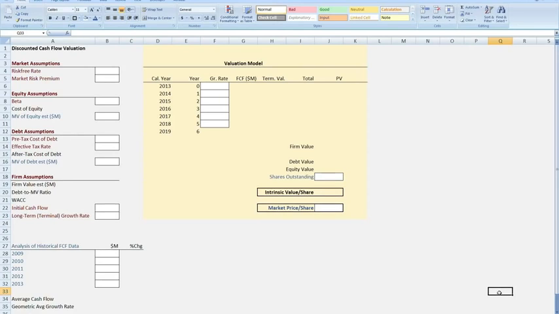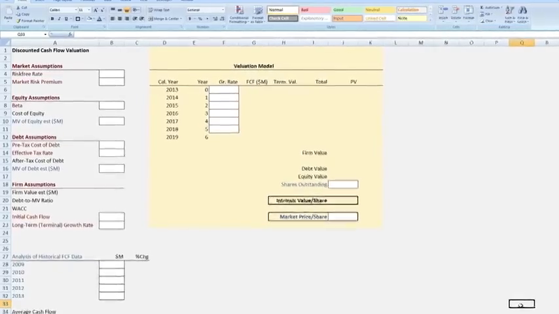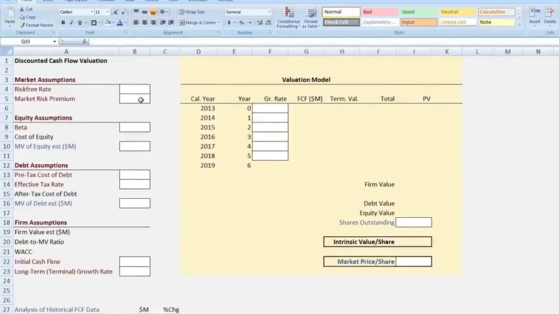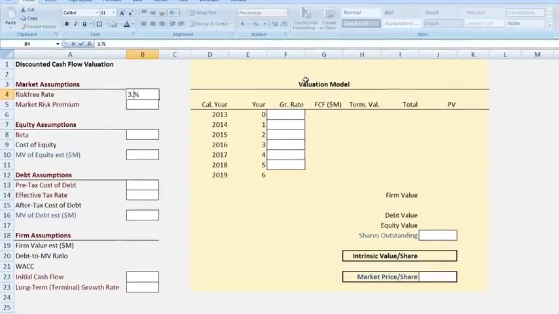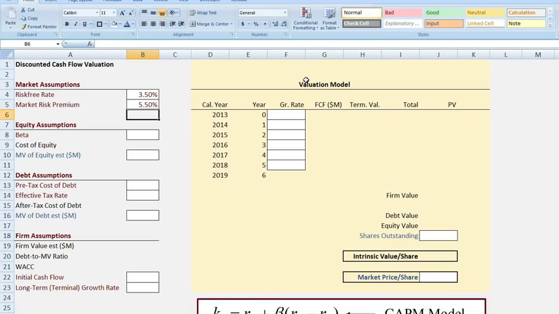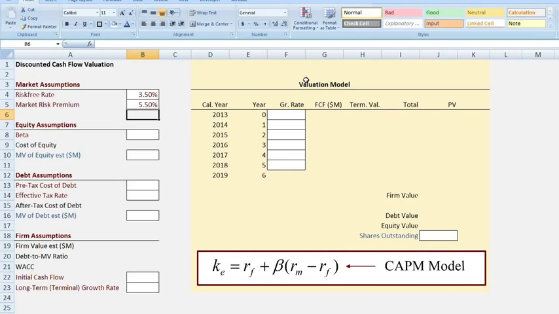So let's start filling in some of those assumptions because these are things that will be needed as we do the calculation. Let's start out with our market assumptions. I'm going to enter in a risk-free rate of 3.5% and a market risk premium of 5.5%. Without going into too much detail, I'm relying on long-term market averages for my estimates of the risk-free rate and the market risk premium. For the equity assumptions, I'm going to first enter just a beta of 1.